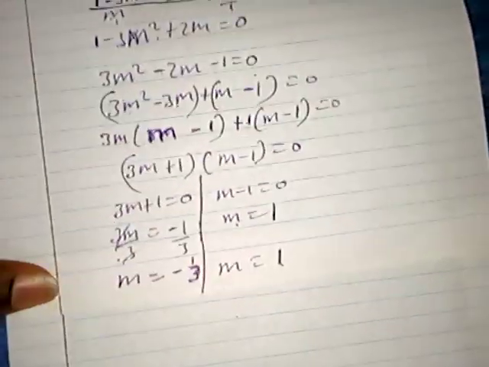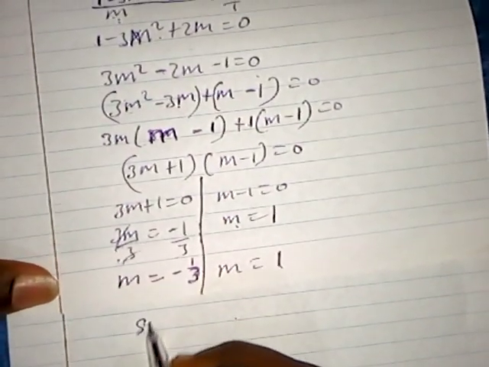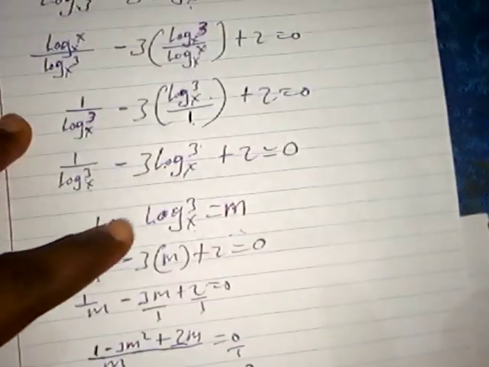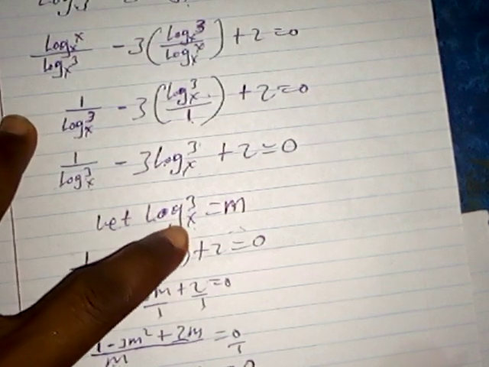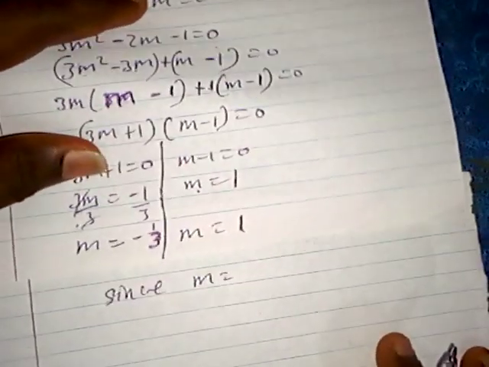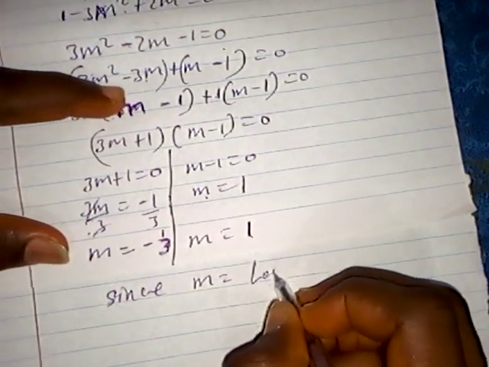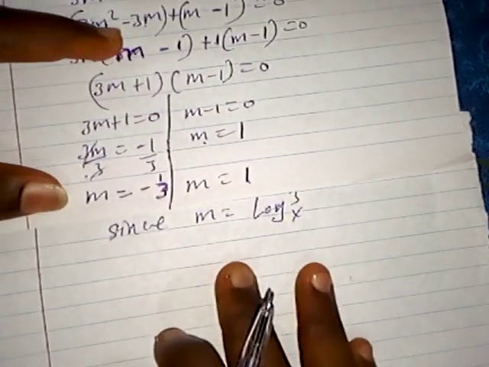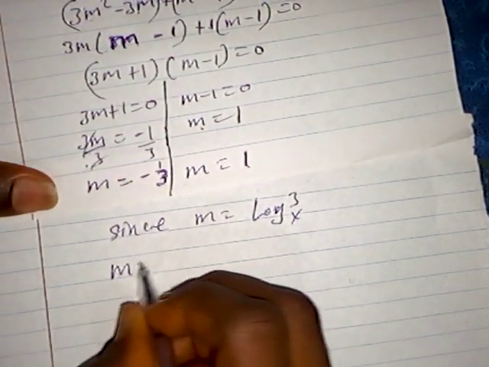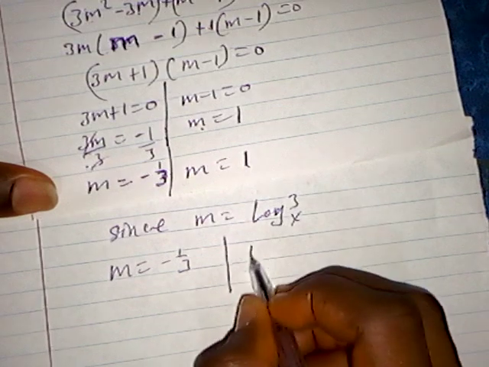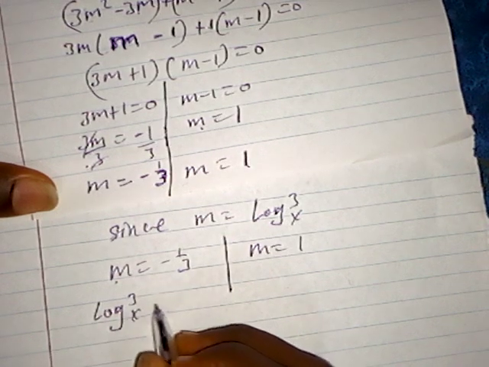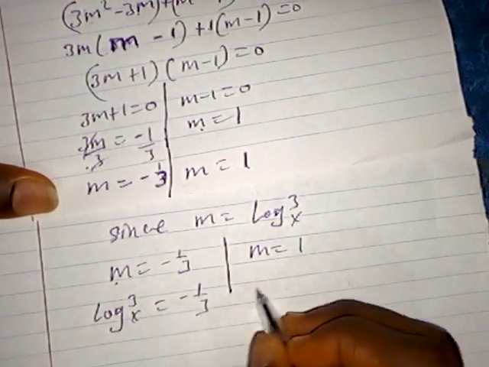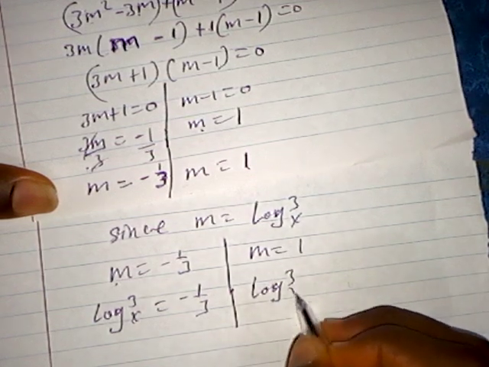Good. We continue. From where we came from, our initial, we say let log of 3 base x equal m. So what is m? m is equal to log of 3 base x. So anywhere we see m, we put log of 3 base x. So now we say m equals −1/3 and m equals 1. So log of 3 base x equals −1/3. Here is supposed to be log of 3 base x equals 1.